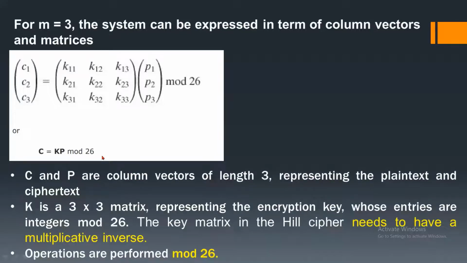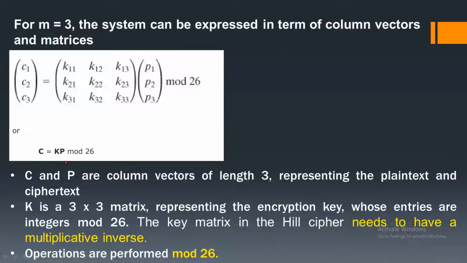So the basic formula which we are going to use in Hill cipher encryption is C = KP mod 26, where C is a column vector representing the ciphertext, P is a column vector representing the plain text, and K is your square matrix. This K is a square matrix. It can be any type of square matrix, a 2x2 matrix or a 3x3 matrix, etc. And this represents your encryption key, and its entries are integers mod 26.